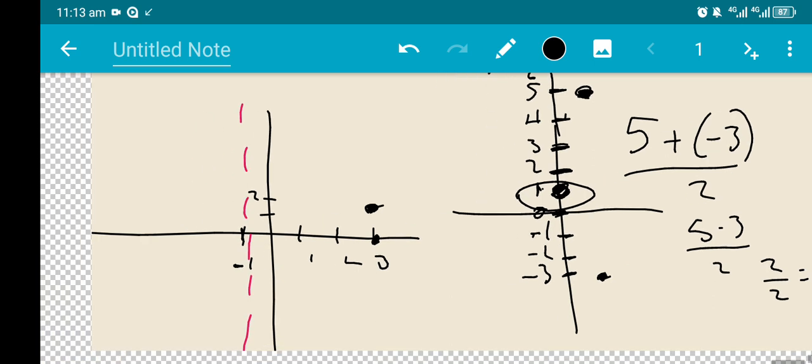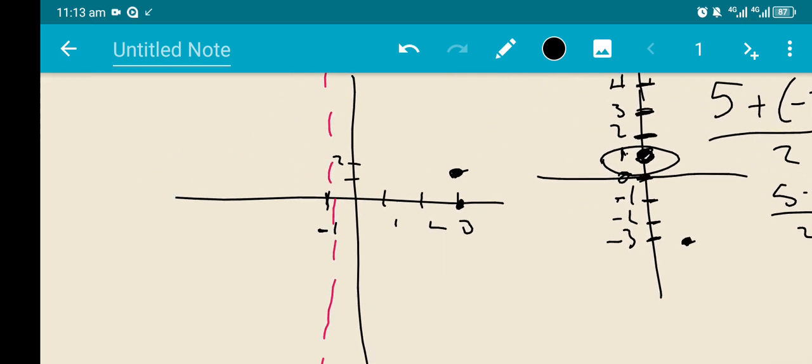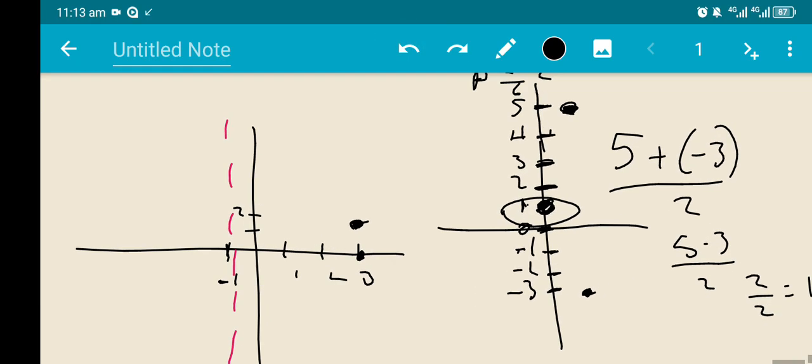So in a similar way, with this question, what we know is that the vertex is found in the middle of your what? Your focus and your directrix. So this here is your focus.